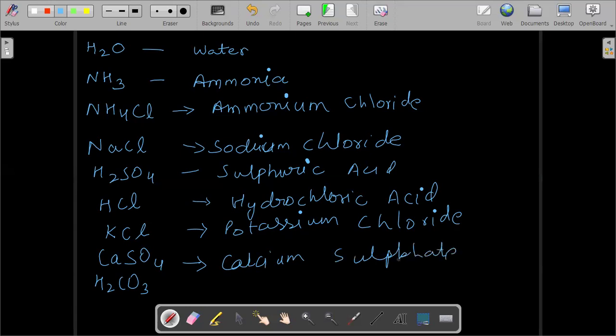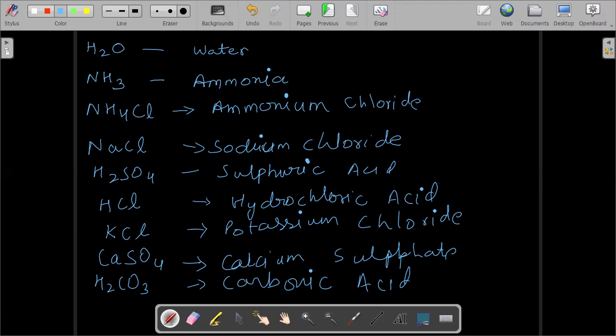H2CO3. Carbonic acid. Okay. So I think you are able to remember most of them. Carbonic acid is also called hydrogen carbonate. H2O is water, NH3 is ammonia, NH4Cl ammonium chloride, NaCl sodium chloride, H2SO4 is sulfuric acid, HCl is hydrochloric acid, KCl potassium chloride, CaSO4 calcium sulfate, H2CO3 carbonic acid.